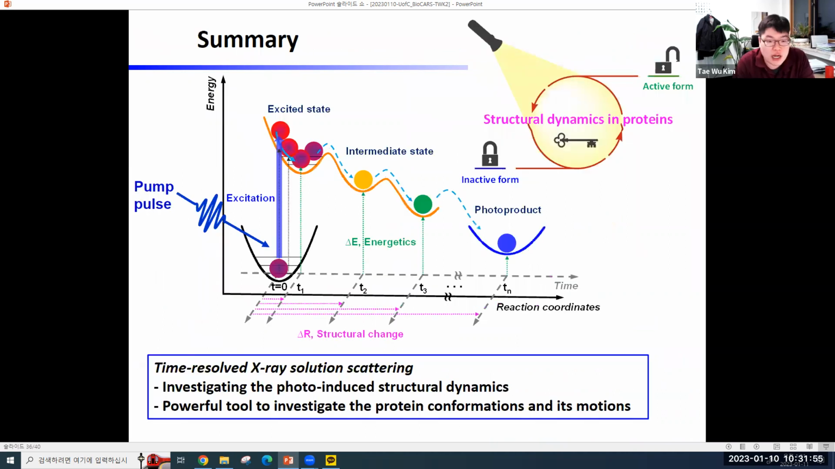This is the end of what I prepared today. By using time-resolved X-ray scattering, we can investigate the photoinduced structural dynamics in various types of proteins. X-ray scattering will be a very powerful tool to reveal protein structure information for our phytochrome or cytochrome c or something like that. In this way, we could study various types of proteins.